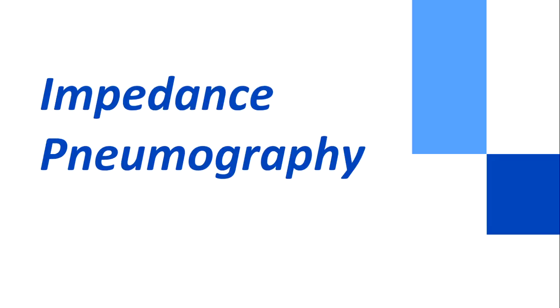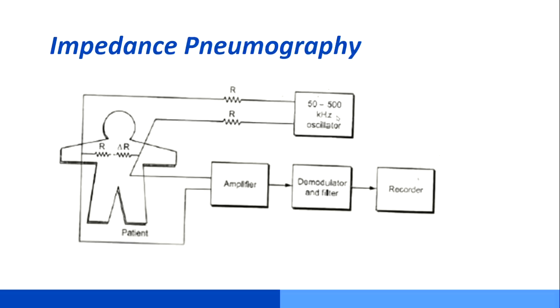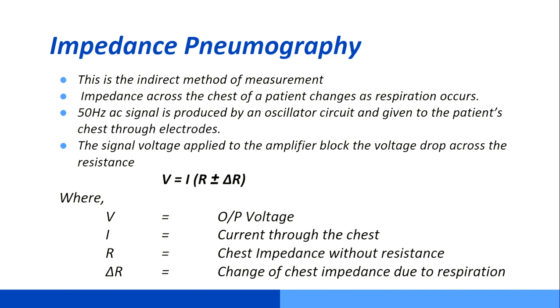The next thing is impedance pneumography. Before we discuss the block diagram, let's go into the theory part. It is an indirect method. It is also known as pneumography. It records the velocity or force of chest movement during respiration.